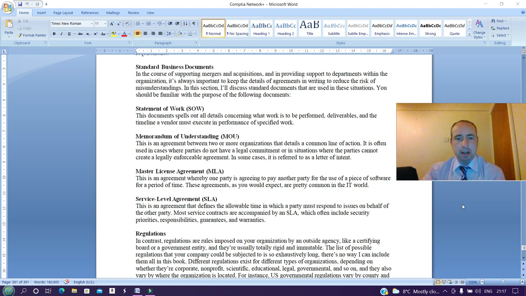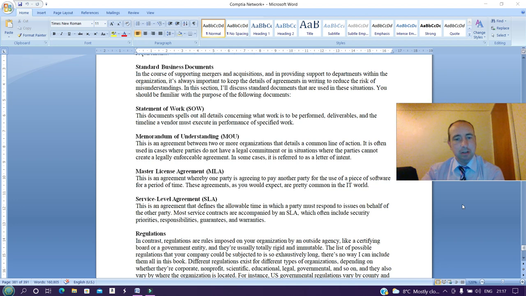Memorandum of Understanding, MOU. This is an agreement between two or more organizations that details a common line of action. It is often used in cases where parties do not have a legal commitment or in situations where parties cannot create a legally enforceable agreement. In some cases, it is referred to as a letter of intent.